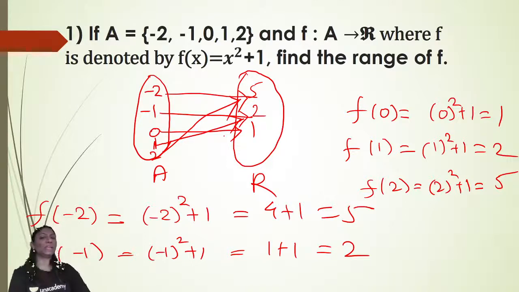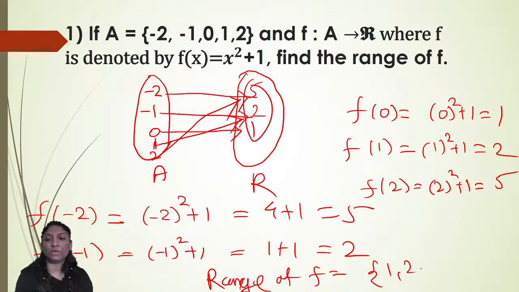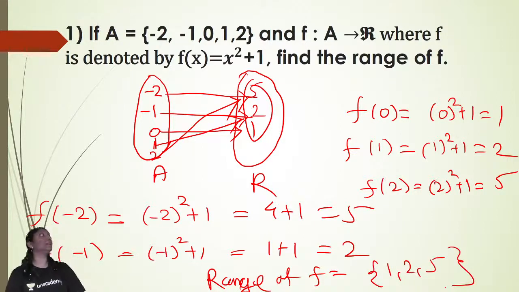So what is the range of this f? Okay, so the range of f is all those elements. So 1 to 5. So range of f is equal to 1 to 5. I hope you are getting it clear. Range of f is equal to here 1 to 5. Right? Now, let's start the next example. We'll go to the next example.